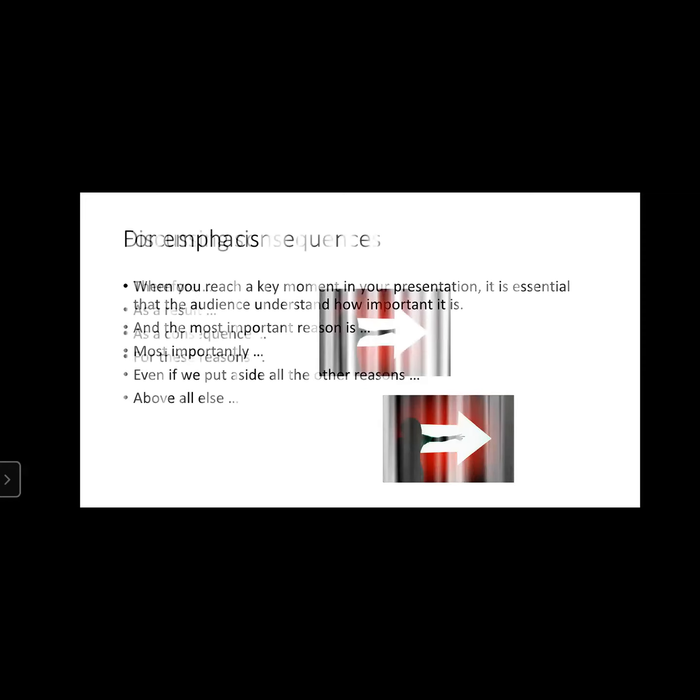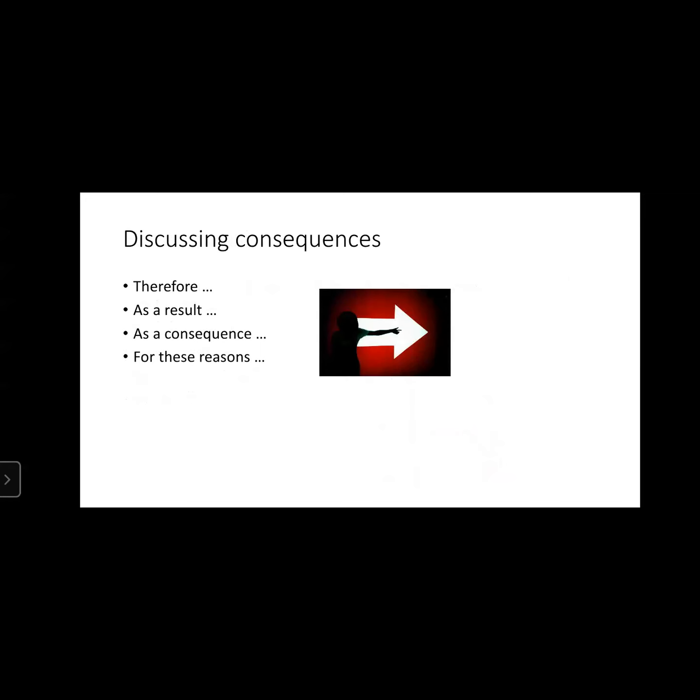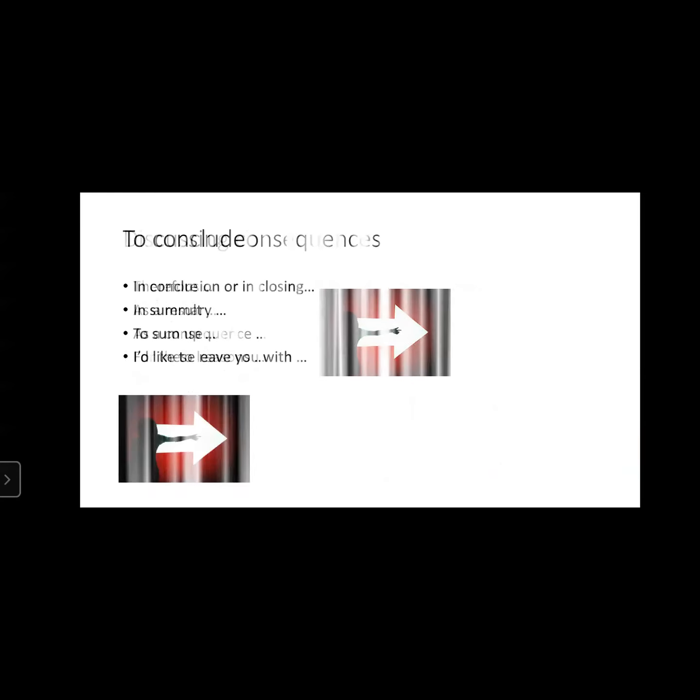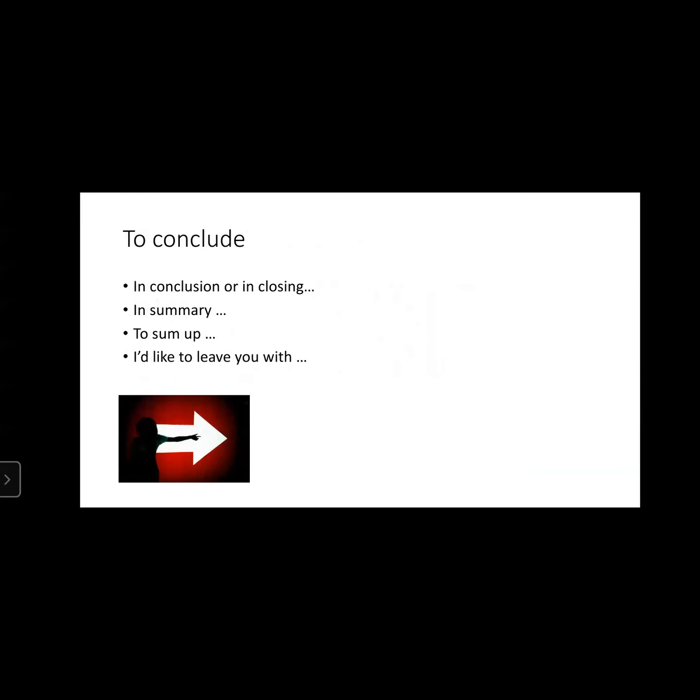All right. Now, discussing consequences. When you're noting the consequences: therefore, we already discussed this earlier, therefore, as a result, as a consequence, for these reasons. So, to conclude: in conclusion or in closing. If you're writing, say in conclusion. If you're speaking, you say in closing, in summary, to sum up.